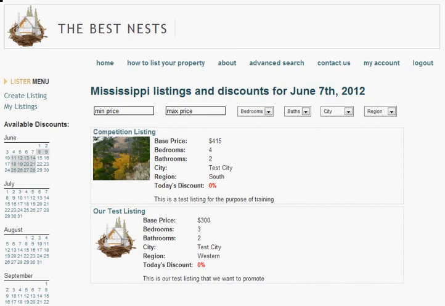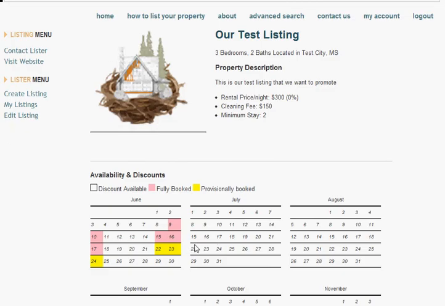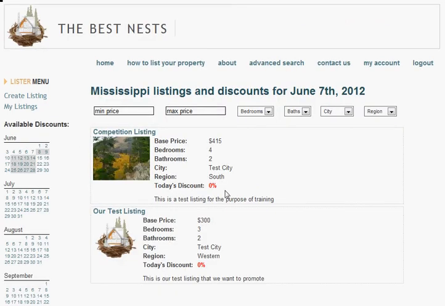Here's an example of how using the discount rate tool can help you with midweek occupancy. Let's take a look at our listing, titled Our Test Listing here. The problem we currently face is that we're having a hard time getting people in during midweeks. We're doing a great job at attracting people on the weekends, but it's those off days we're having a problem with. So let's go back to the state of Mississippi and have a look at some of those days.